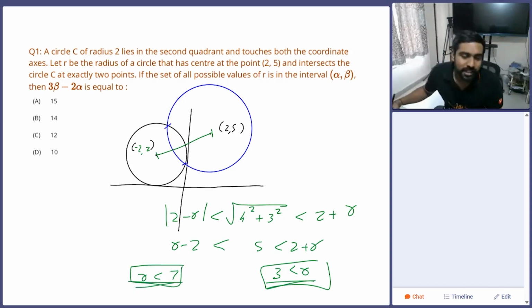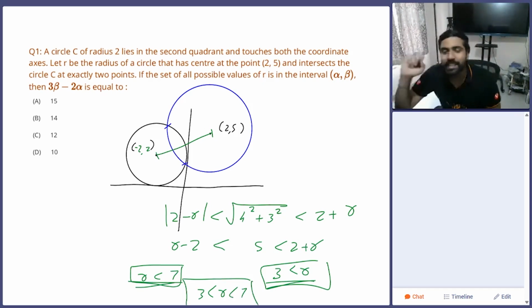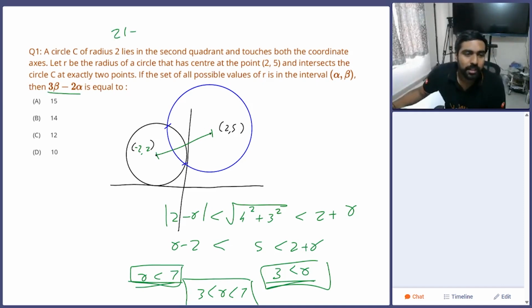So these are the two conditions that you will get: your radius has to lie between 3 and 7 for your circle with the center at (2, 5). So directly I can say where my r lies: alpha comma beta is 3 comma 7. And what is being asked over here is 21 minus 6, that's equal to 15, option A. 15 will be the answer for this question.